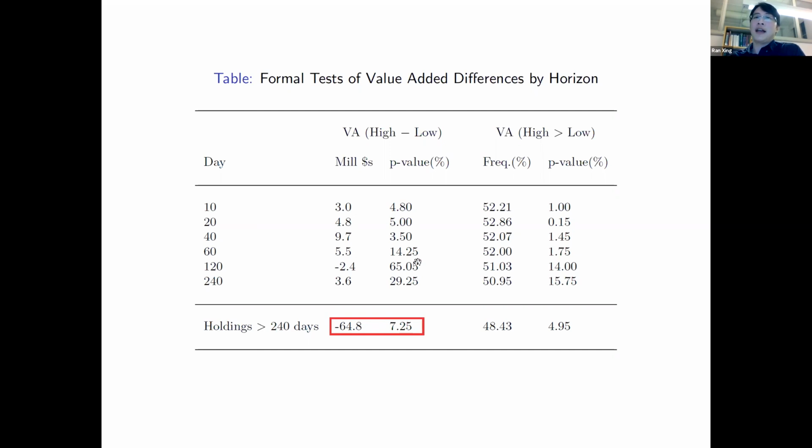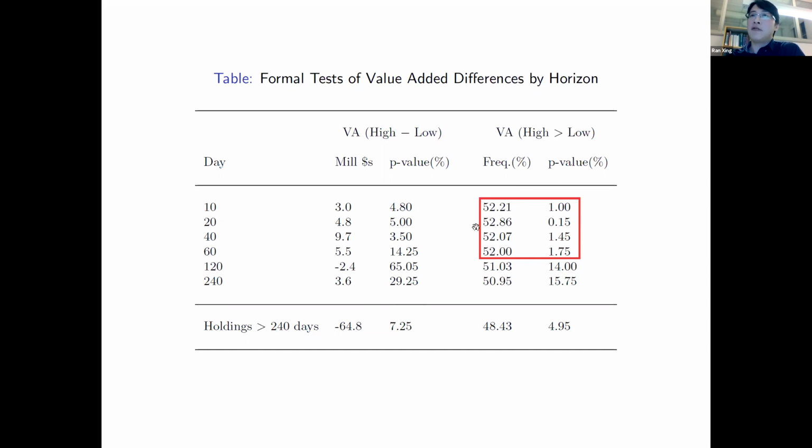But as also mentioned in Berk and van Binsbergen 2015, the value added has actual kurtosis, so that will very likely decrease the significance level. So they also rely on another test that is based on the order statistics, and we do the same. Here we report the frequency of days that high turnover funds have a higher value added than the low turnover funds.